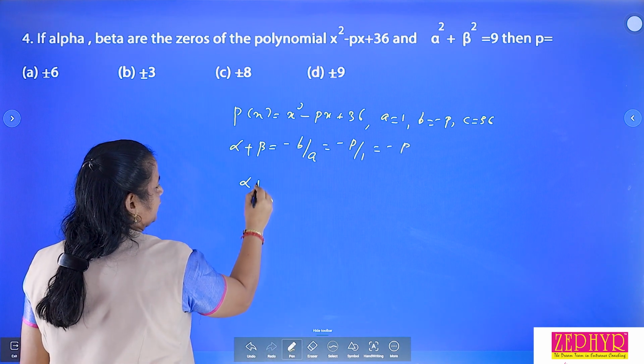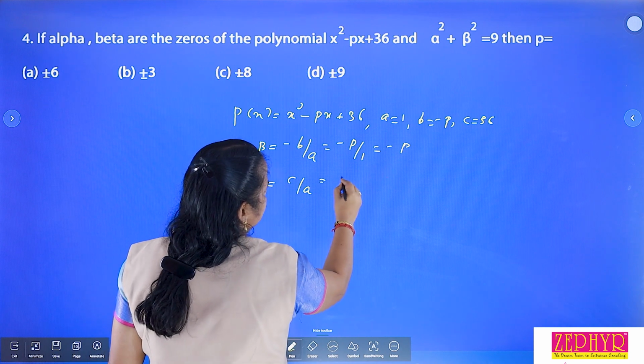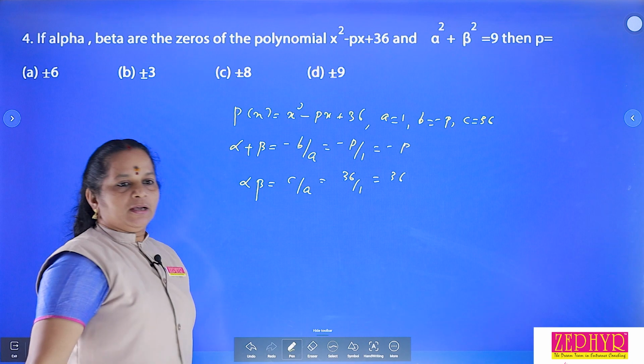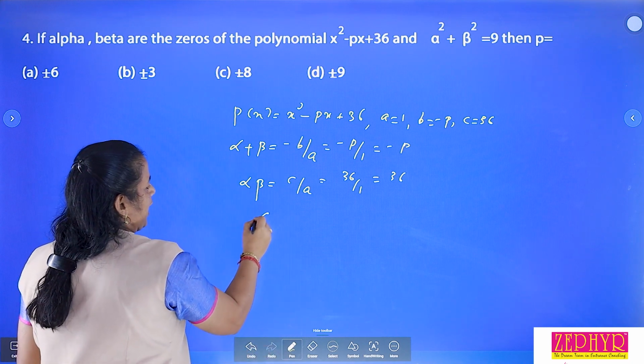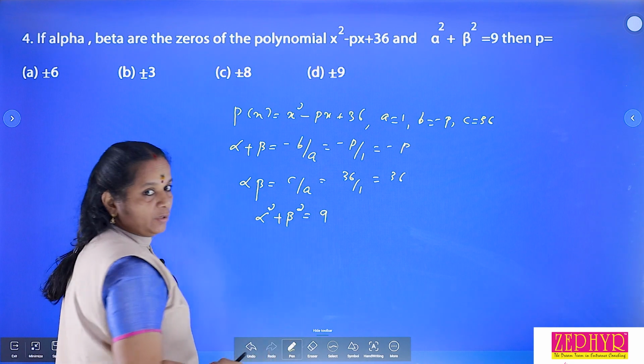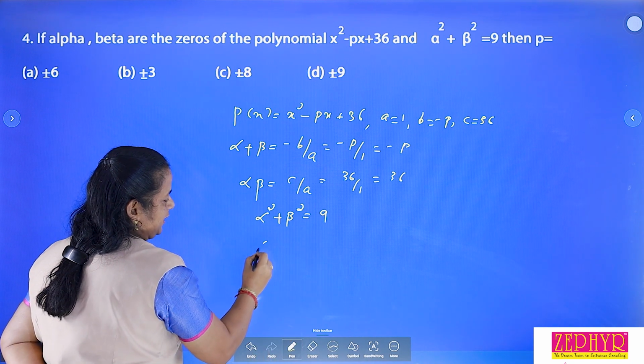And the product of the root alpha into beta is c by a. So here what is c? 36 by 1, so it is 36. We know the condition alpha square plus beta square is equal to 9. That is the given condition. What is alpha square plus beta square?